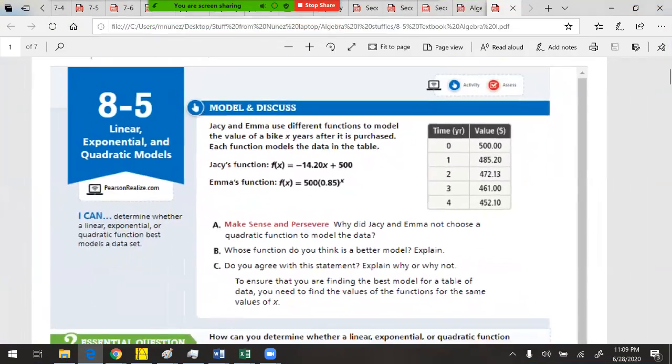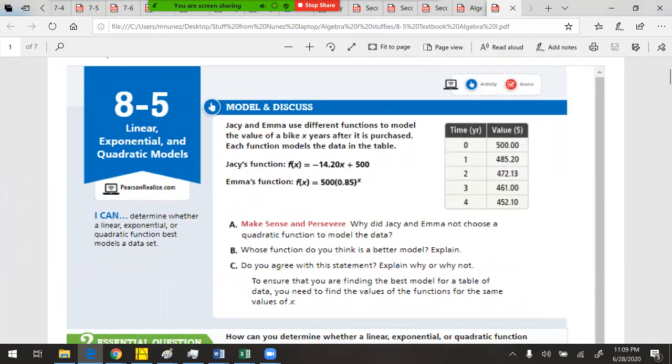This lesson right here, 8-5, linear, exponential, and quadratic models. We need to recognize the big thing. What makes it exponential? What makes it linear? What makes it quadratic? Let's check it out. JC and Emma use different functions to model the value of a bike X years after it's purchased. Here's JC's function. Here's Emma's function. And here is a table.